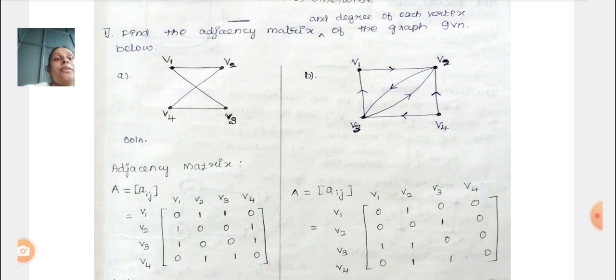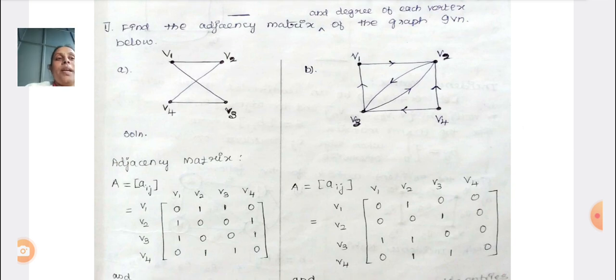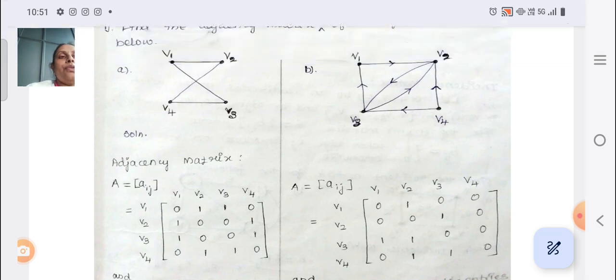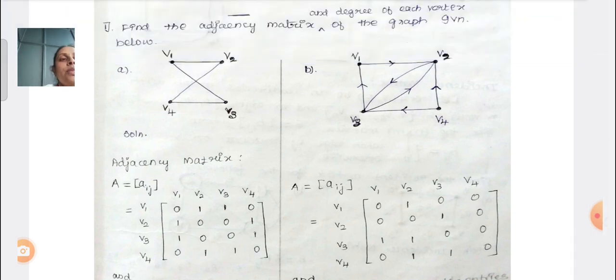In the second graph, it is a directed graph. Here also we have v1, v2, v3, v4 along rows and columns. v1 to v2 is an edge. v1 to v3 is also an edge, but v2 to v3 has a direction, so we put 0. Here only one edge is between v1 and v2. Similarly we go through v2. v2 to v3 is an edge, otherwise all remaining values are 0. So this is the adjacency matrix.